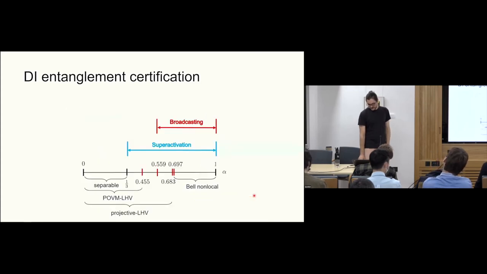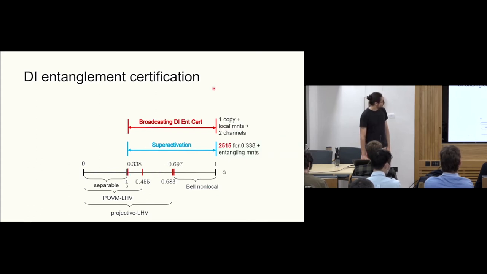Going back to the previous axis. So before with non-locality, we got these bounds. And then when we do this PPT thing, we get close to one third. And to get like 0.338 with superactivation, you need like 2,500 copies and entangling measurements. But with broadcasting, you only need one copy. And then you do local measurements on the states that you receive. And you need to apply two channels, but that's easier than the other. And I remind you that with sequential measurements, you don't get any sort of activation or entanglement certification.